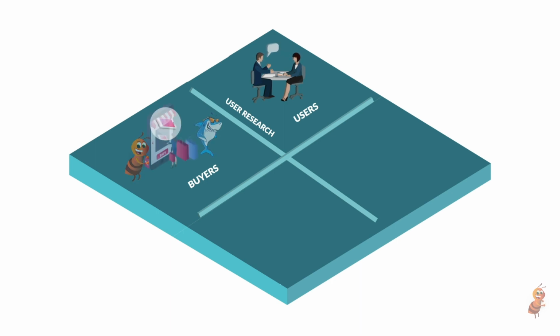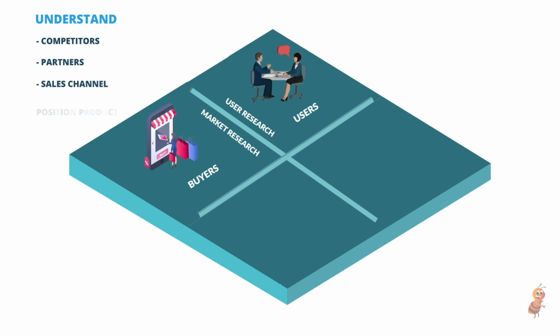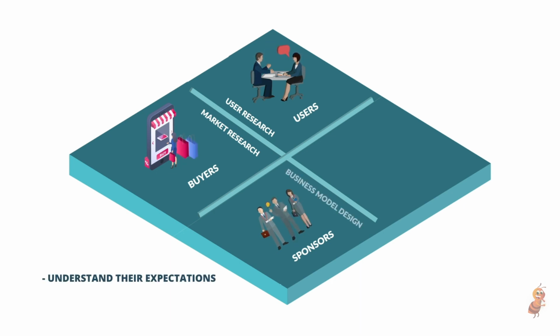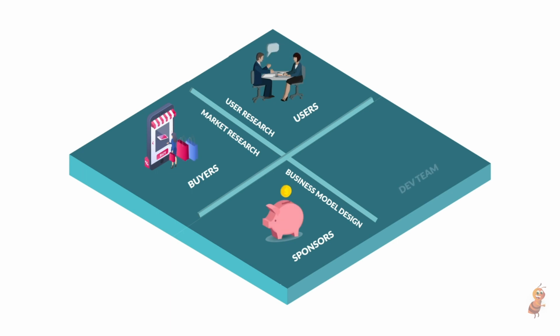You have to do market research to understand the competitors, partners, and sales channels and strategically decide the position of your product. Then there are sponsors who invest in the product hoping that there will be a return on their investment. You have to understand their expectations and design a business model to fulfill their expectations. You will be a key decision maker and decide what's valuable to build from a business perspective and when to pivot.